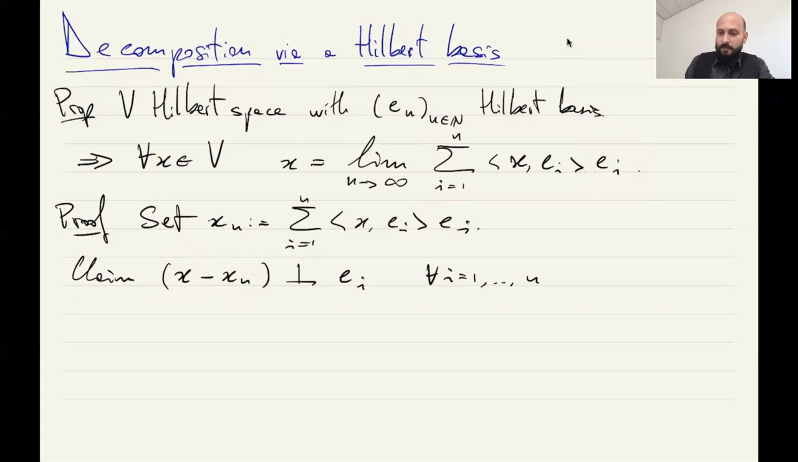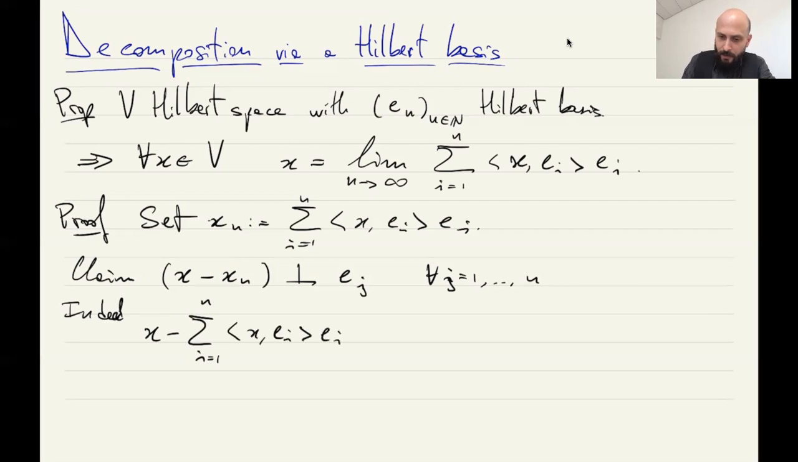Now let's prove this. Maybe let's call the index j. So then I put x minus the sum for i from 1 to n of <x, e_i> e_i, and we take the scalar product with e_j.